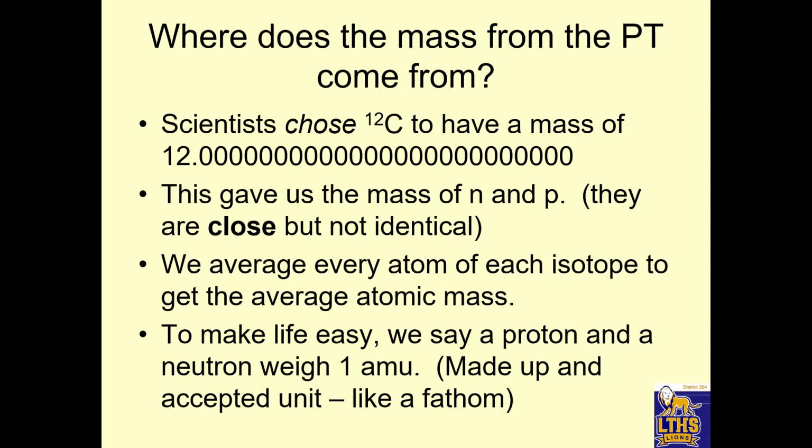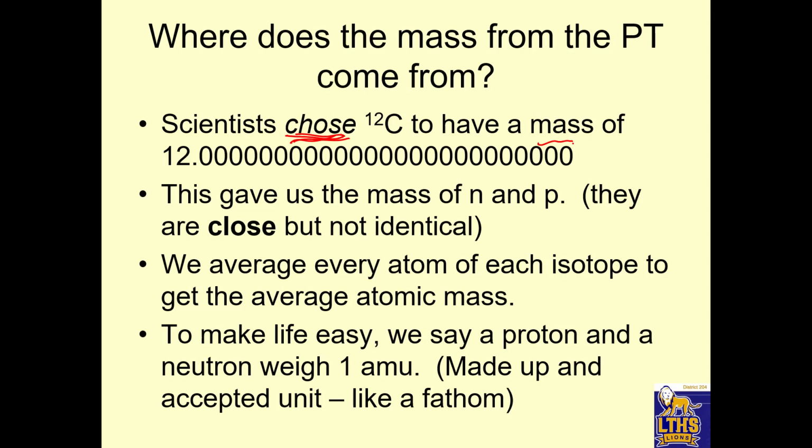Where does the mass in the periodic table come from? Scientists chose carbon 12 to have a mass of 12.000000000 forever. Carbon's the most abundant element in living things. They saw it as the most important, the baseline. And its mass was 12-ish, so they called carbon 12 12.